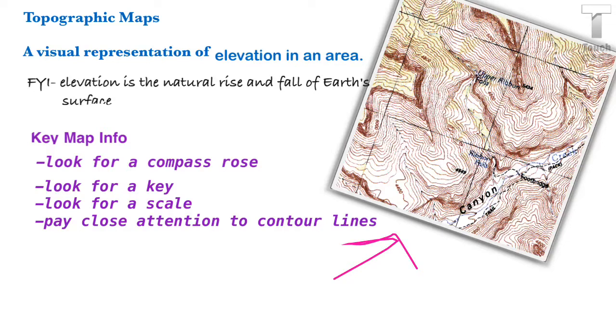And elevation is just the natural rise and fall of the Earth's surface. Yes, you can think mountains and hills, but just look out on the horizon one day and notice the normal rising and falling of the Earth.